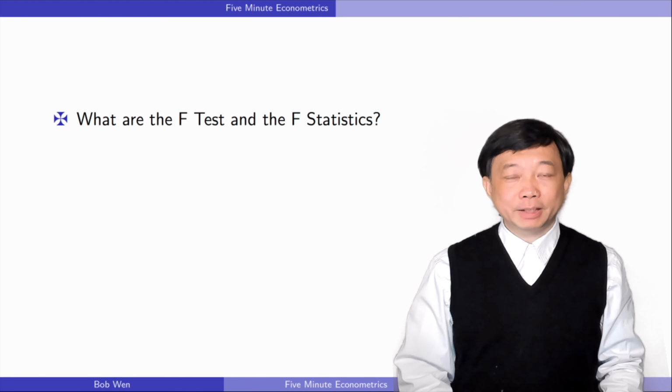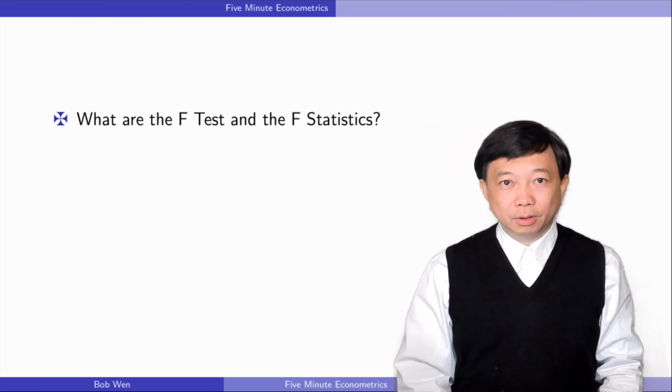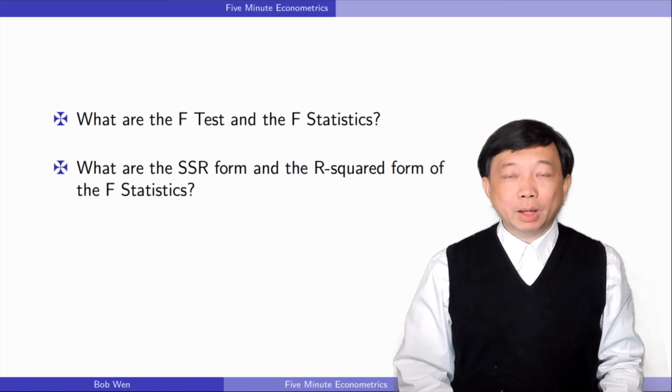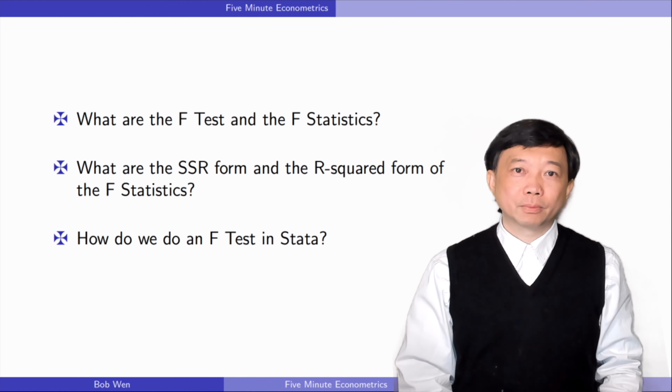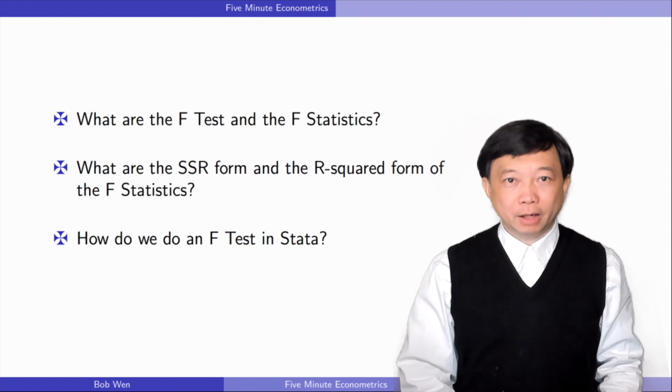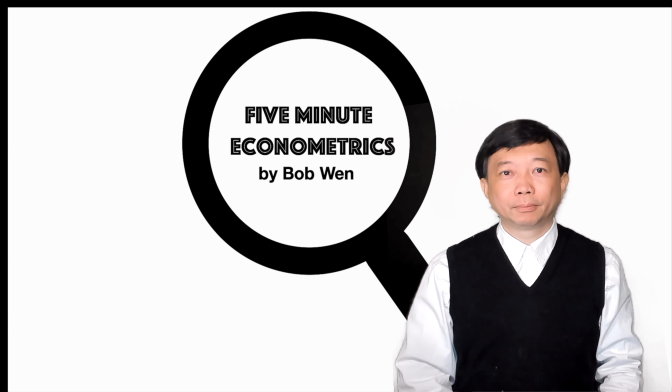What are the F statistics and the F test? What are the residual sum of squares form and the R-squared form of the F statistics? How do we do an F test in Stata?